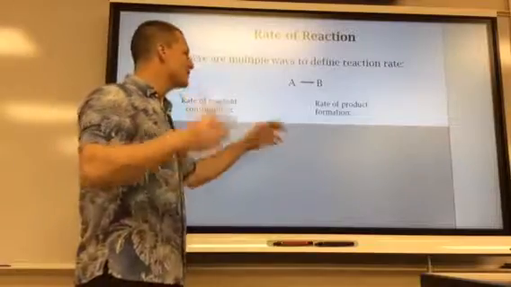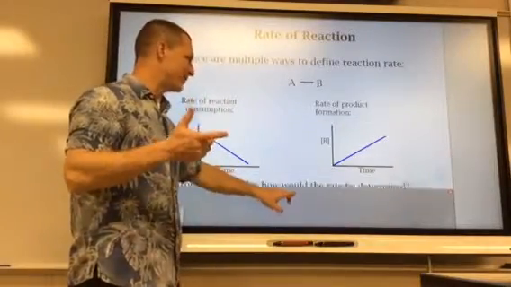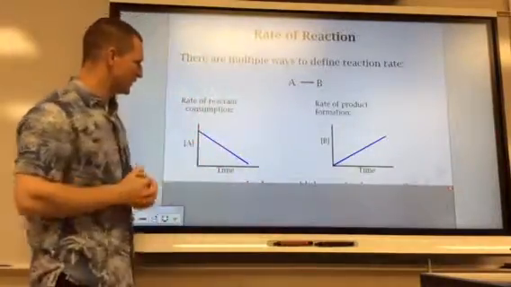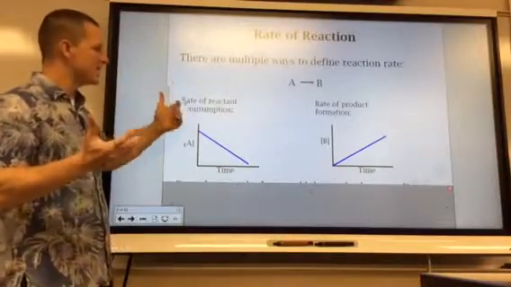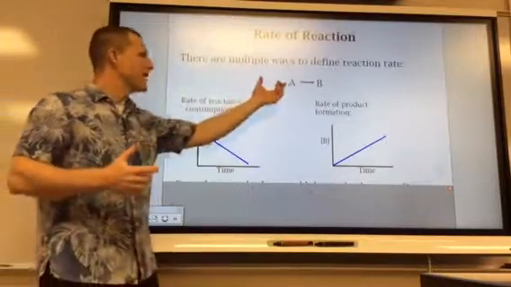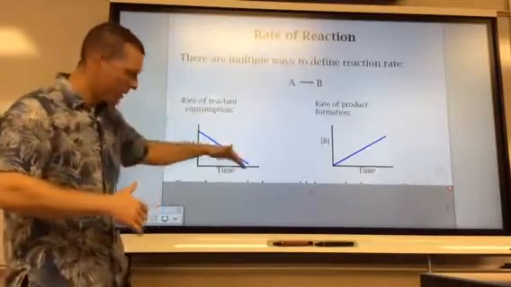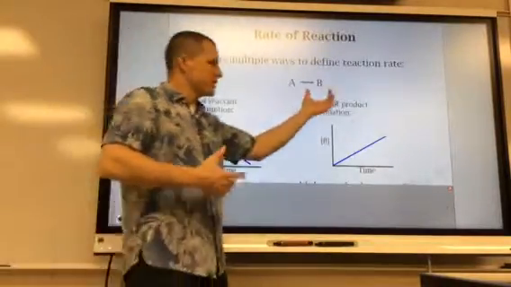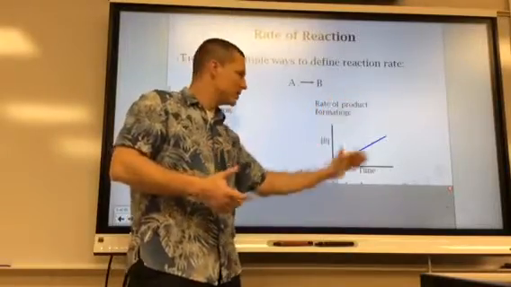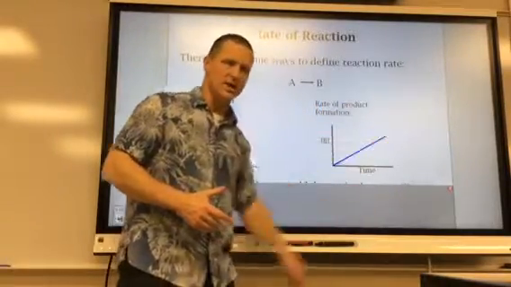Okay, and now there's graphs here. You're not going to have to duplicate or do anything with these graphs, so I don't know if it's even worth writing them down. But just as a visual, A is what the reactant is doing. We have to start with reactants in a reaction. They'll get used up, so down it goes. For B, we assume that there's no product to begin with, so we start at 0, and it goes up.